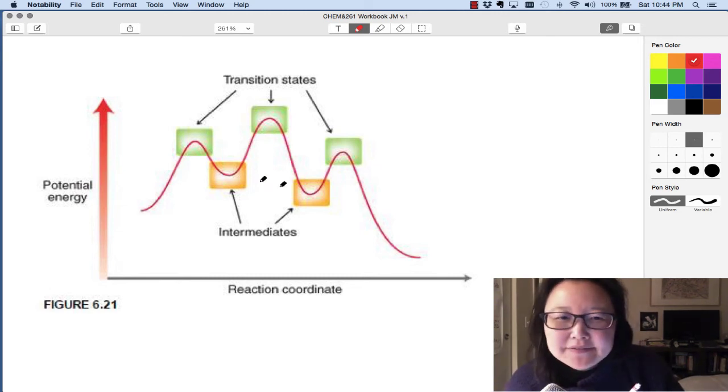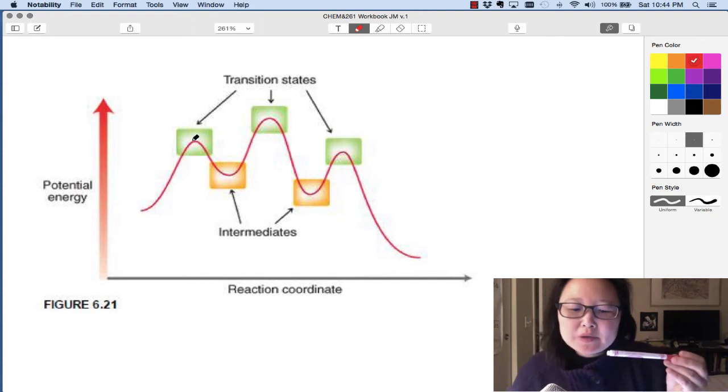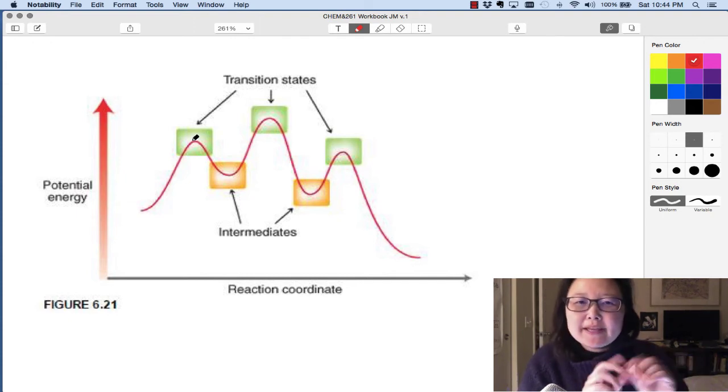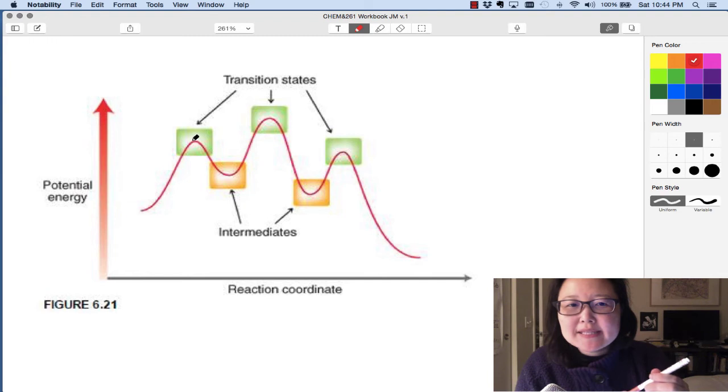So you've got these different intermediates that can be different energies, and I think you'll see a lot of times they're higher energy and then they sort of get lower and lower in energy, but it just depends on the reaction. And then you also see these transition states, and that's the structure of the molecule as it's breaking and forming bonds. So we'll see that soon. But these are very high energy.